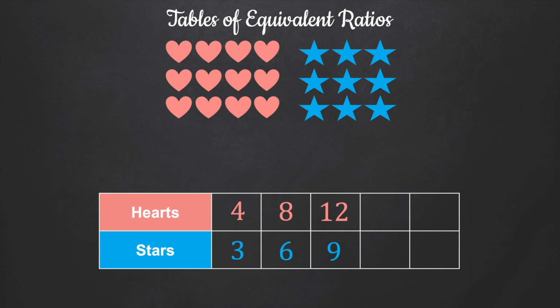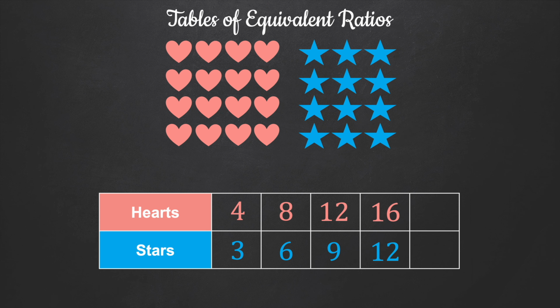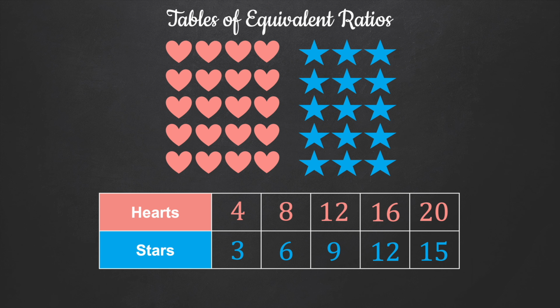And if we take our original ratio and now multiply that by 4, now we have 16 hearts and 12 stars. And if we take our original ratio and multiply that by 5, we get 20 hearts and 15 stars. Now, we could keep going if we wanted to. This is never ending. So we could come up with an infinite number of equivalent ratios.